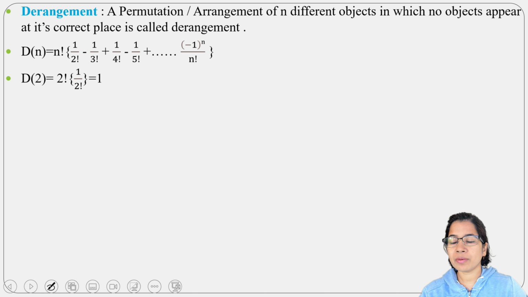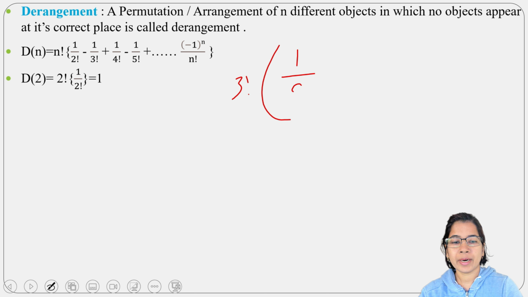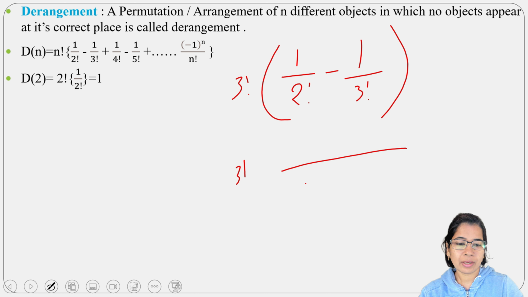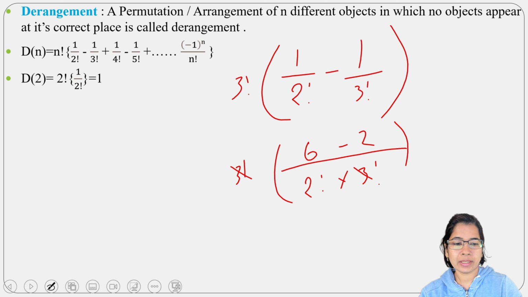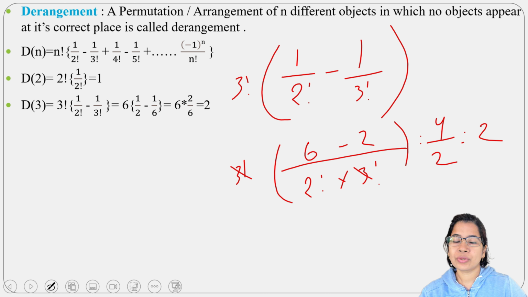Next, D of 3. If we have 3 objects, how many derangements are possible? So it will be 3 factorial multiplied by 1 divided by 2 factorial minus 1 divided by 3 factorial. Now simplify this. 3 factorial times 1 divided by 2 factorial, and 3 factorial times 1 divided by 3 factorial. What is 3 factorial? It's 6, minus 2 factorial. 2 factorial is 2, right? So this 2 will be cancelled. 6 minus 2 is 4. 4 divided by 2 is 2. So D of 3 equals 2.